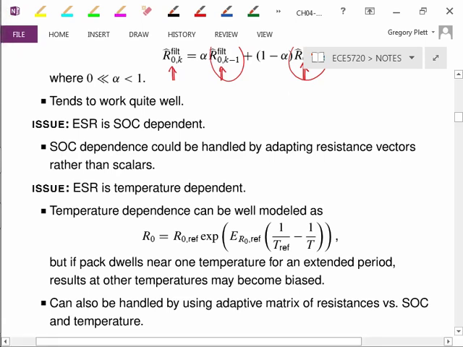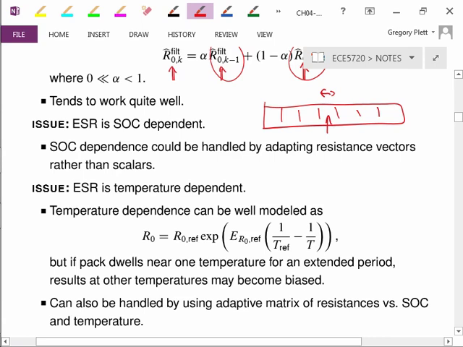One of them is that resistance is a state of charge dependent variable, and one way of handling that might be to have a vector of different resistances versus state of charge, and when I'm within some state of charge range I adapt only the element in that particular box. That's a possibility that you could do.